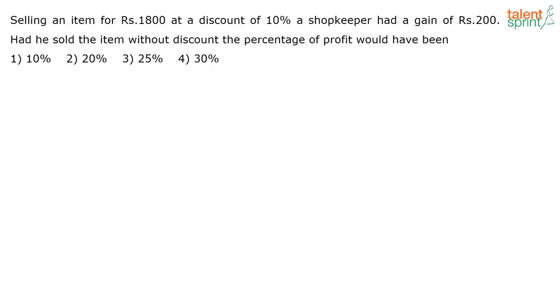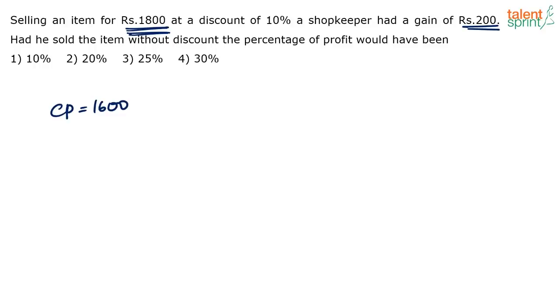Selling an item for rupees 1800 at a discount of 10%, a shopkeeper had a gain of 200. Had he sold the item without discount, the percentage of profit would have been dash. So what is given here? When the person is selling an article for 1800 rupees, his selling price is 1800. When he is doing that, he is getting a gain of 200. That means that his cost price is nothing but 1800 minus 200, that is 1600. So his cost price is 1600.